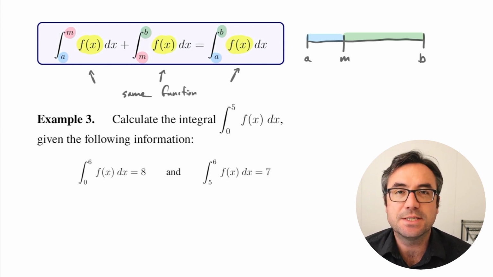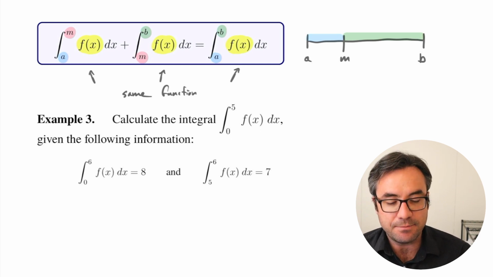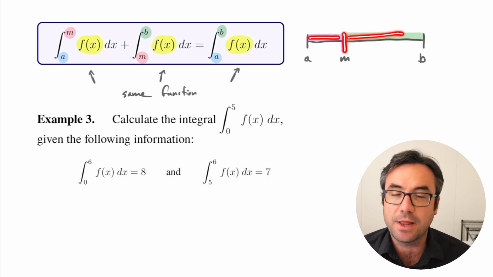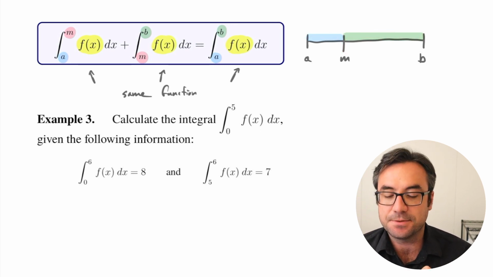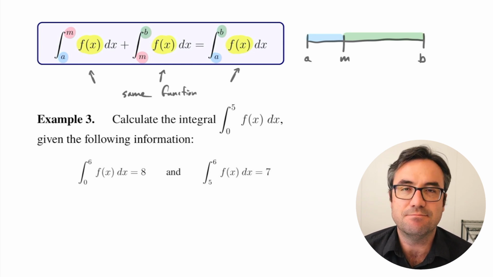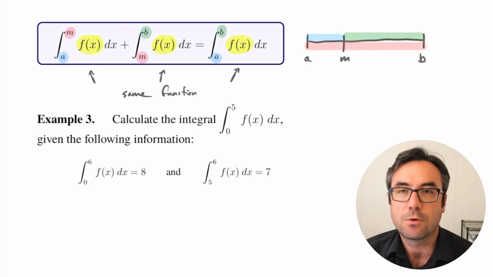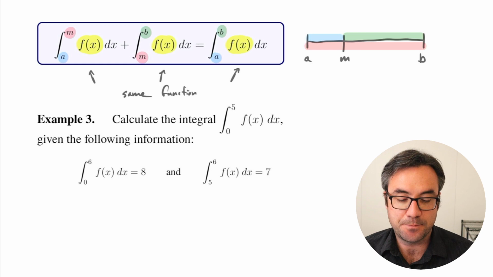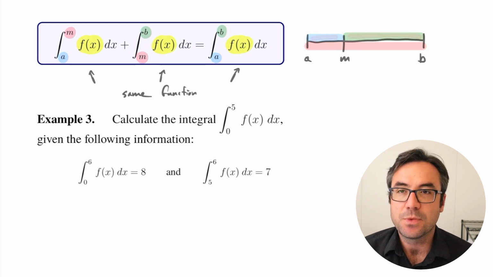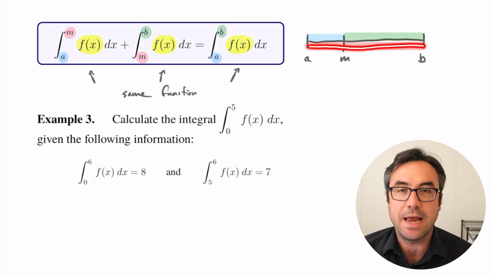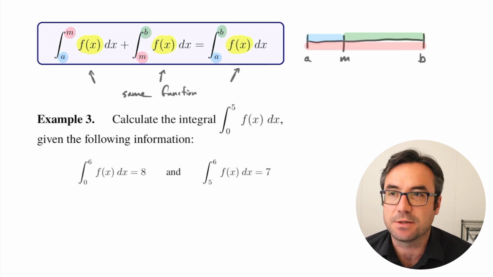And what this property says is that rather than doing one section here and then another section here, if you stop and start at the same place, well, you can just eliminate that middle point and just integrate all the way through. So rather than going from a to m and then from m to b, we can just go all the way from a to b, and we get the same result.